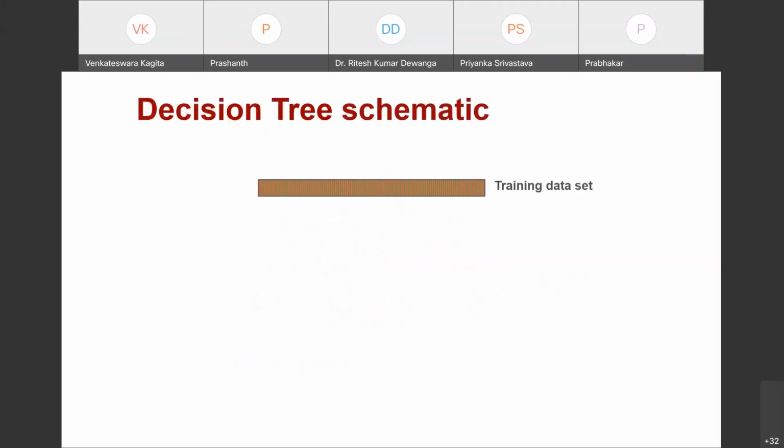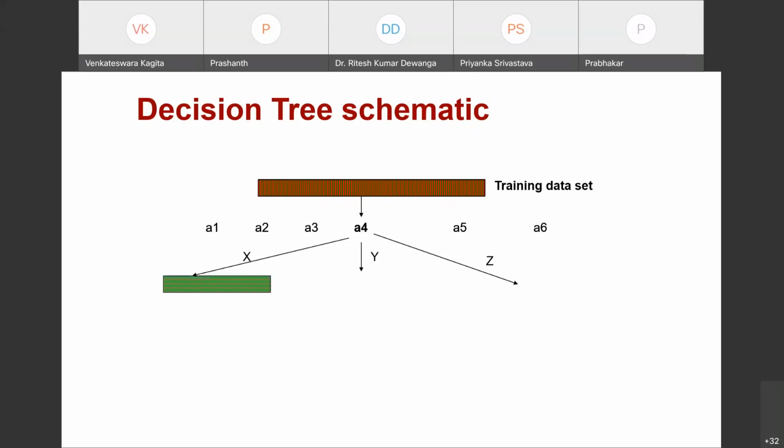Right. So if you see the decision tree schematic, we take the training data set in which we have got multiple attributes, let's say A1, A2, A3, and so on, up to A5. And we select one of the attributes here at the dot node. Let's say it is A4. Based on the values of this attribute A4, we divide the data further. X, Y, Z are the three possible values for this A4. These are all the instances that take value X, these are all the instances that take value Y, and these are all the instances that take value Z.